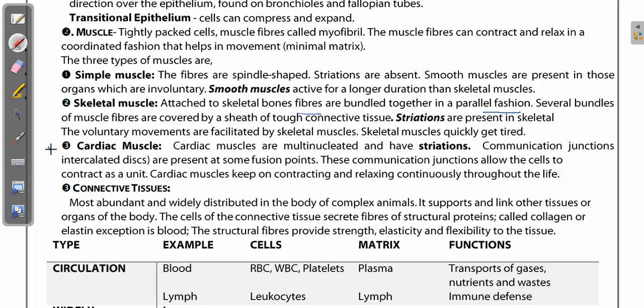And the cardiac muscle, as the name itself says, is only seen in the heart region. You do not see it anywhere else in the body. It has communication junctions at the regions where adjacent cells combine, and here we call them the intercalated discs. These are fusion points where energy or nutrients are transferred from one nucleus to another nucleus.